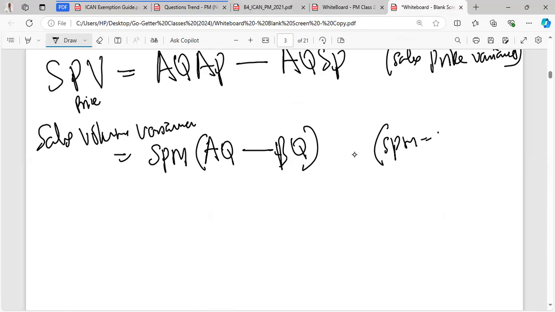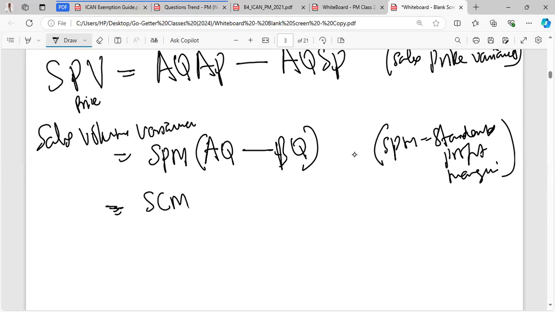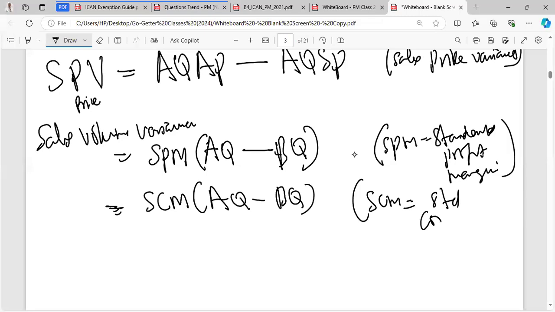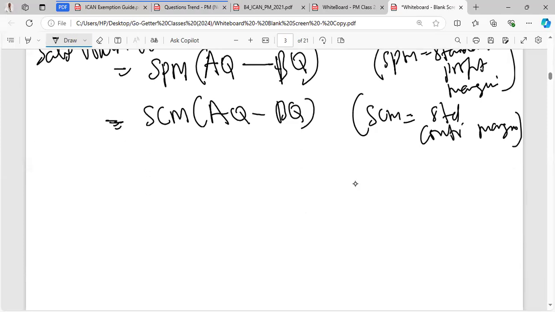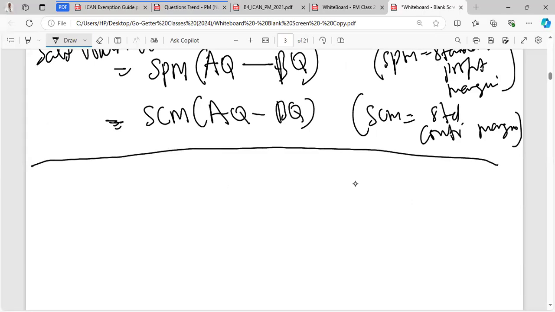SPM is standard profit margin. Then it can also be in terms of marginal costing, it can be standard contribution margin, where CSM is standard contribution margin. Right? And so that's it. Then we now said reconciliation.